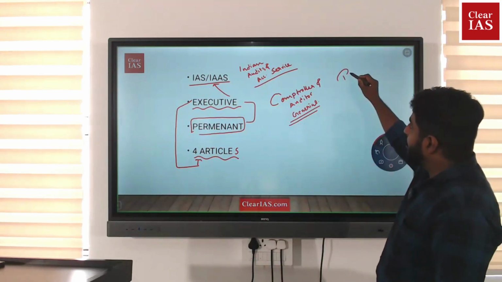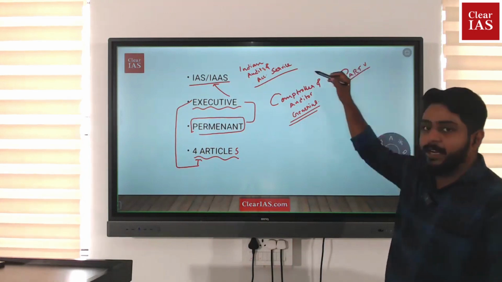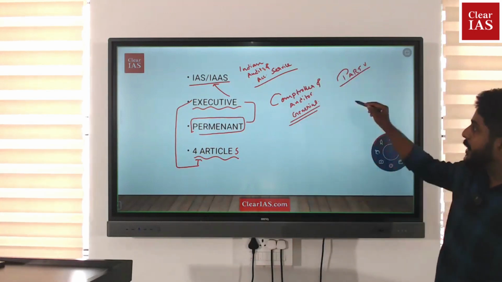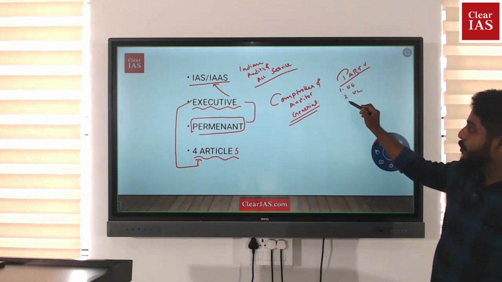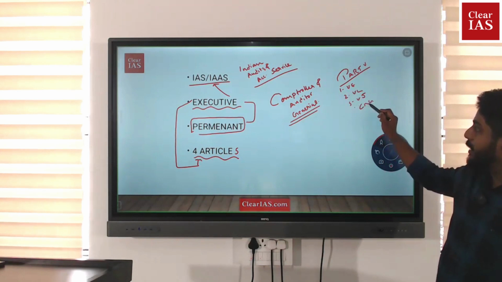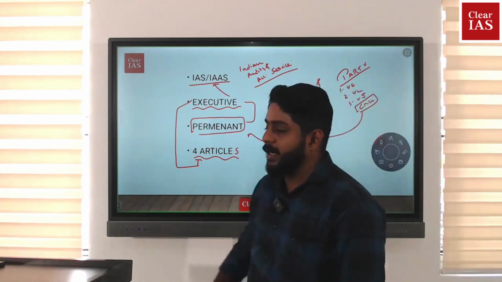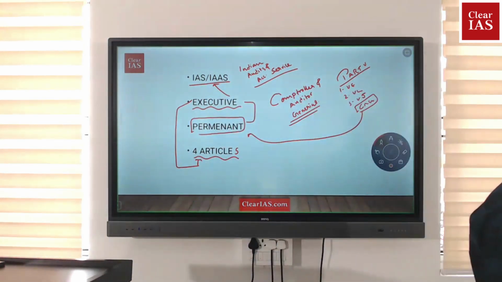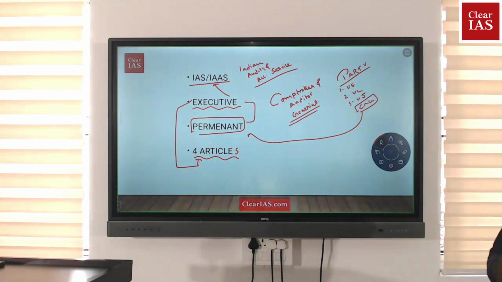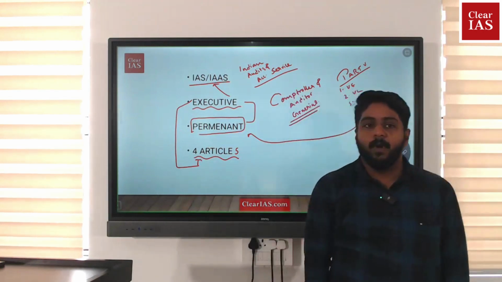The office of Comptroller and Auditor General is also mentioned in Part 5 of the Indian Constitution, isn't it? Part 5 of the Indian Constitution consists of the Union Executive, Union Legislature, Union Judiciary, and finally you have the Comptroller and Auditor General. So he is in fact a permanent executive, isn't it? Even though he is part of the permanent executive, 4 articles dedicatedly provide for this particular office, and this is in fact the reason why Dr.